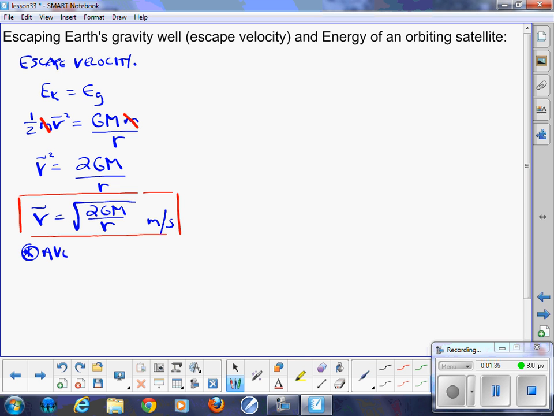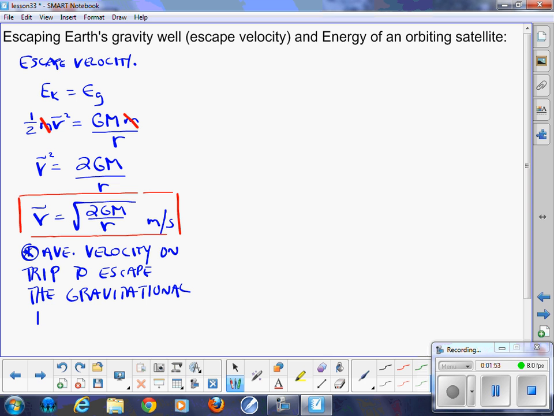So this is average velocity on the trip to escape the gravitational field. So escape velocity is not a calculation of how fast you've got to go at every moment, but how fast on average you need to go in order to escape.